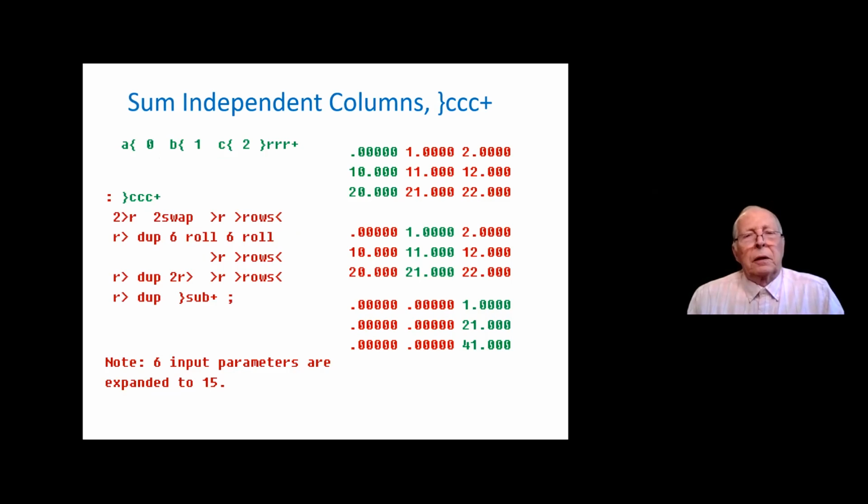Now we're going to add independent columns, a little more involved. In this case, at the top left, we go to the A matrix specifying column 0, the B matrix specifying column 1, and the C matrix specifying column 2. And they appear to be added sort of on the diagonal. We will see the 10, 0, 10, 20 on the top, 1, 11, and 21 in the middle, and the total being put in the second column, 1, 21, and 41. In this case, we have 6 input parameters, which are expanded to 15, which goes into that operator Subplus.